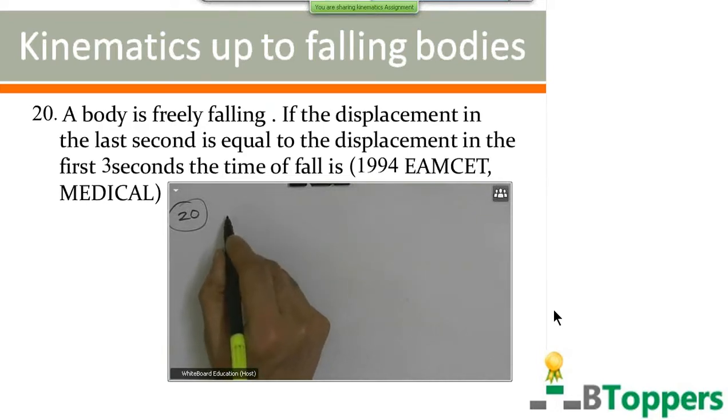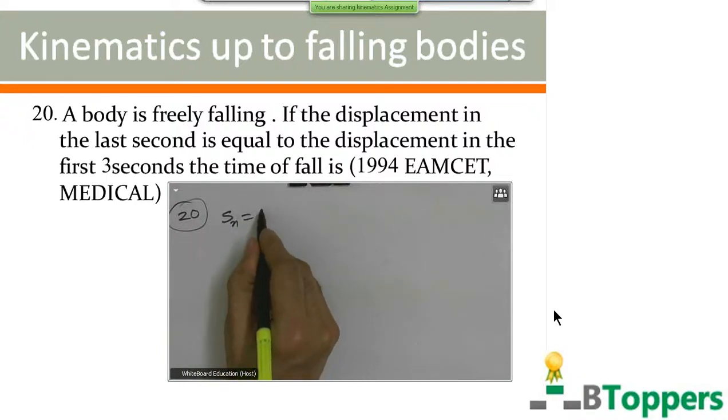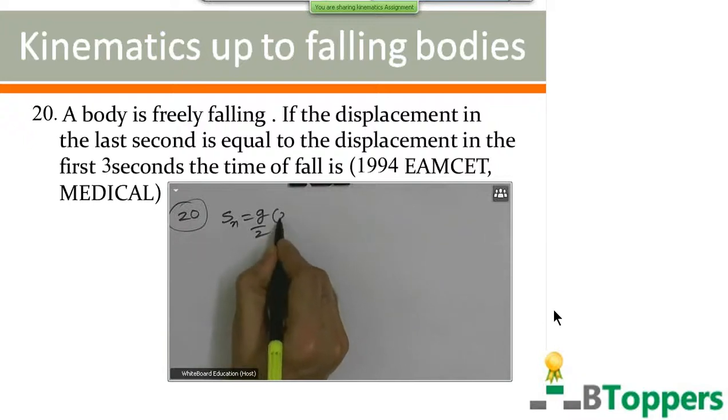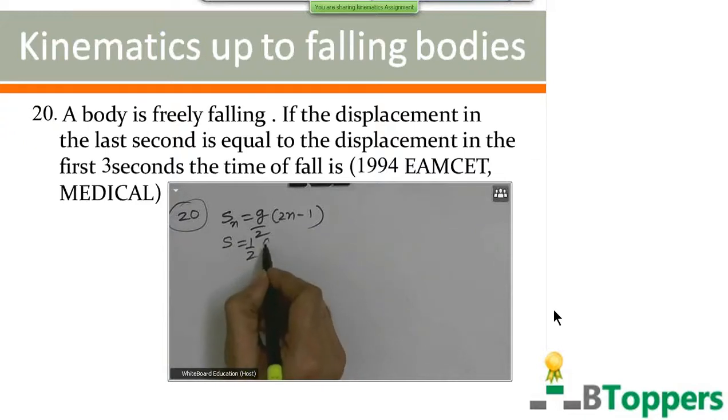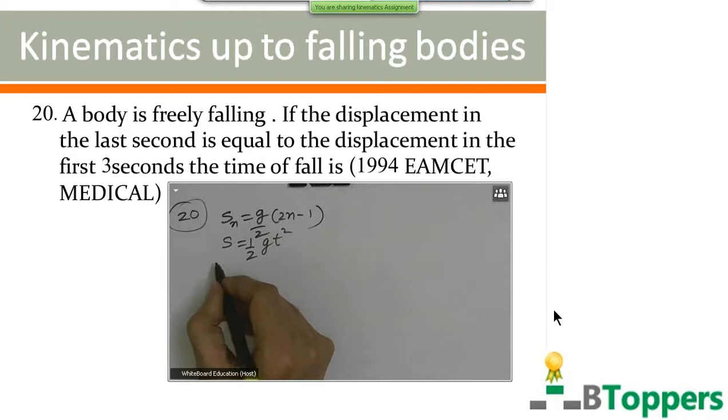So for a freely falling body, the displacement covered in the nth second is numerically equal to g by 2 into (2n minus 1). And the displacement covered in a time interval of t seconds is given by half g t square. Let us suppose the total time of free fall.